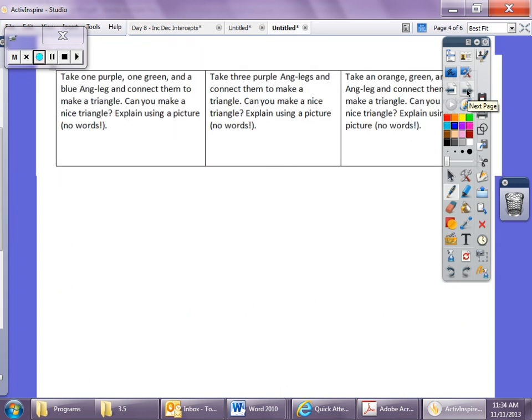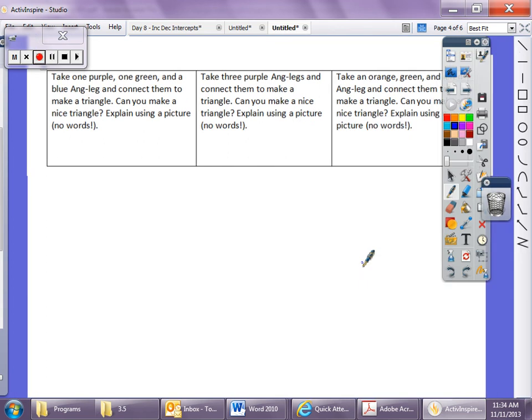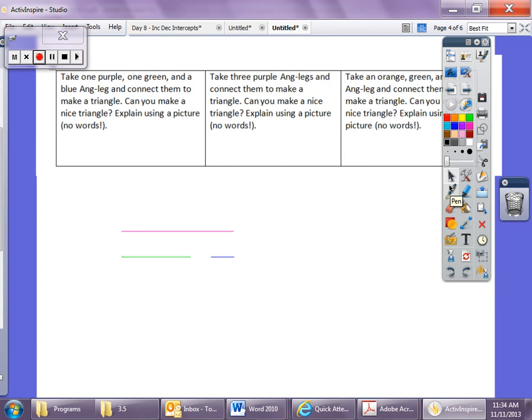And now we get to, if we have file tools, some straight lines. So we have a purple, a green, and a blue. Well, the first thing it says is we have a purple, a green, and a blue. And if we connect them, can we make this into a triangle?